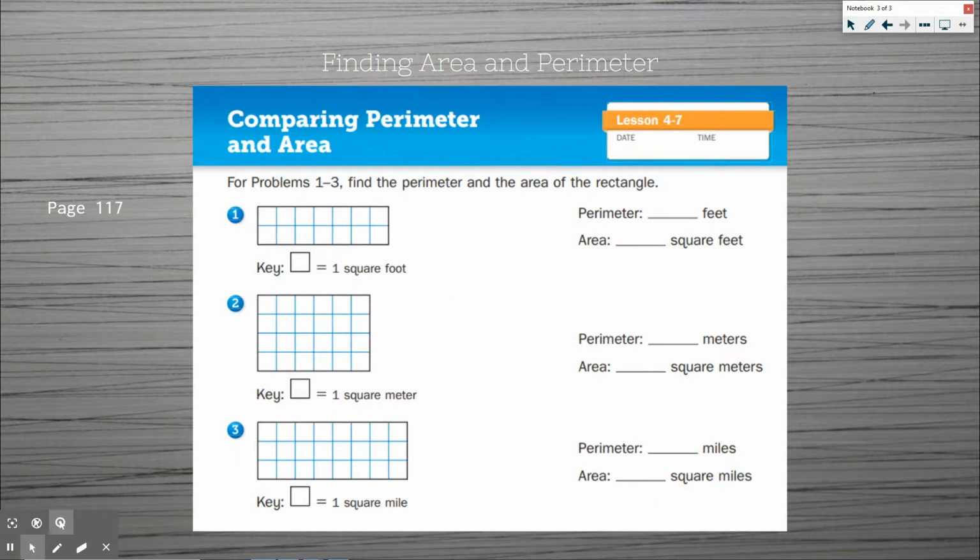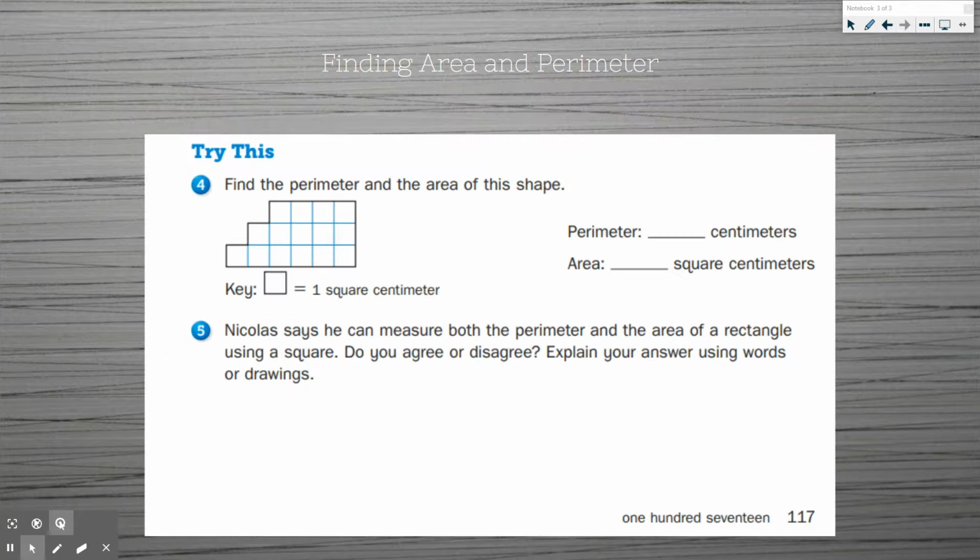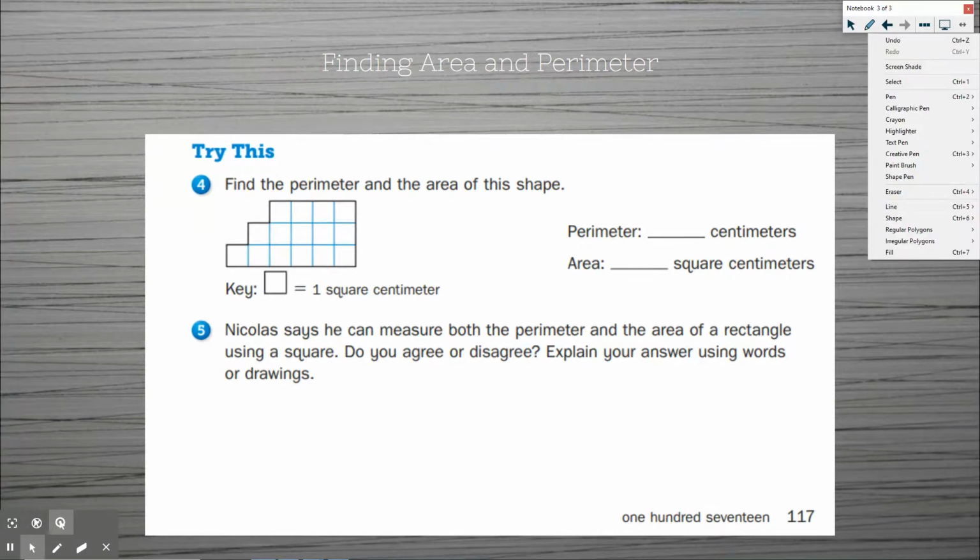All right, looking at the bottom of the page, we're going to try this one. It's a little bit trickier because of how it is set up. It's not a quadrilateral. It is a little bit of a different shape. So I want you to go ahead and try to find the perimeter of this shape. You should have found out that the perimeter is 18 centimeters.